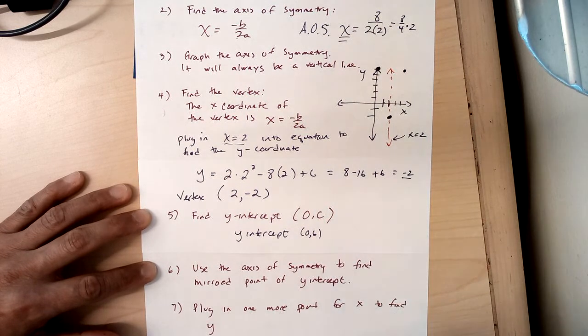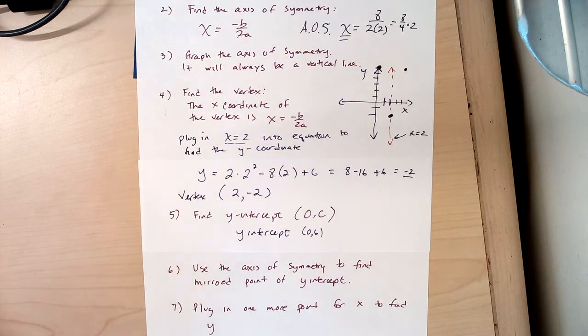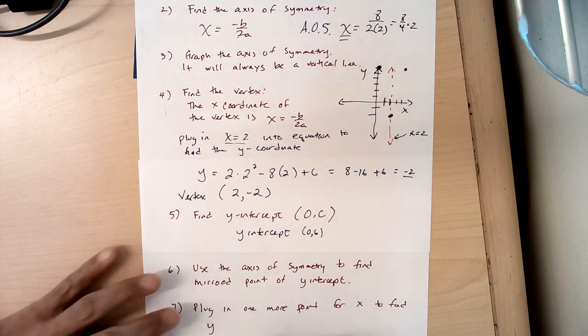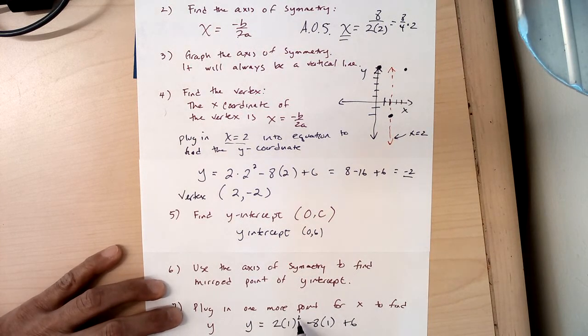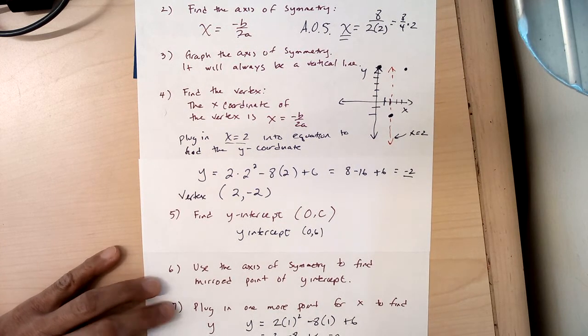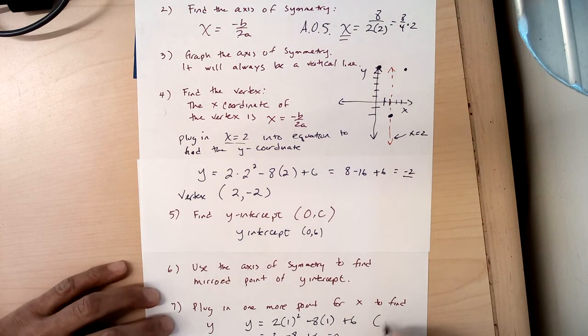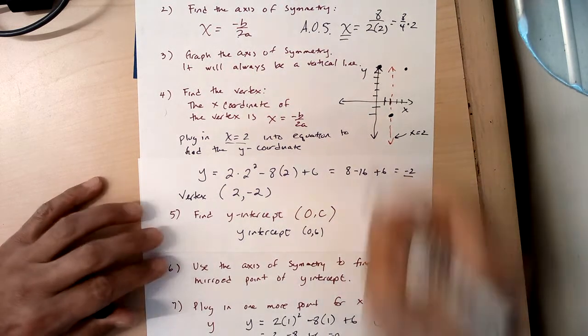Okay. So again, I'm going back to my original equation. I'm going to plug 1 in for x. The equation was y equals 2 times x squared minus 8 times x plus 6. And then if you do your order of operations, 1 squared is 1, times 2 is 2, negative 8 times 1 is negative 8, and then plus 6. 2 minus 8 is negative 6, plus 6 is 0. So when x is 1, y is 0. So I can plot that point.